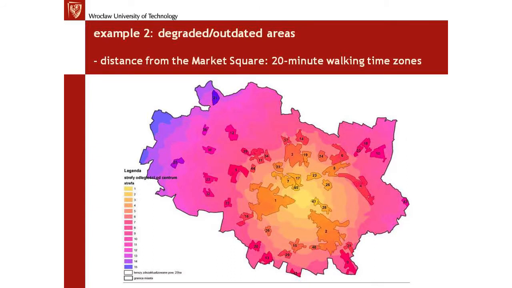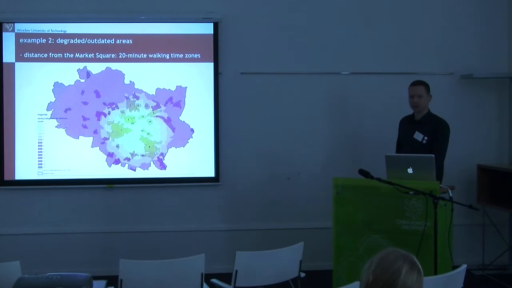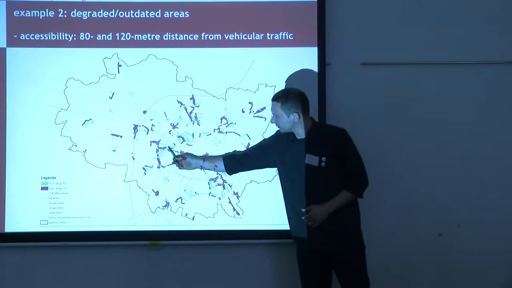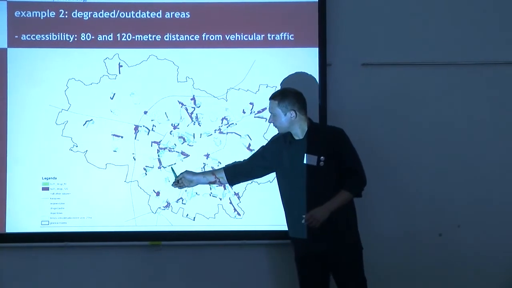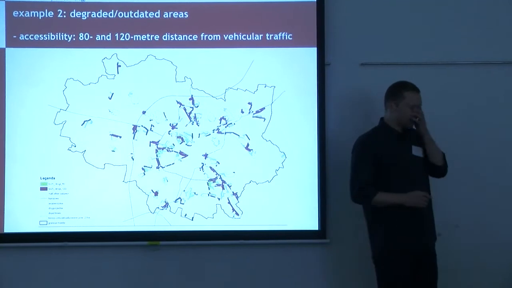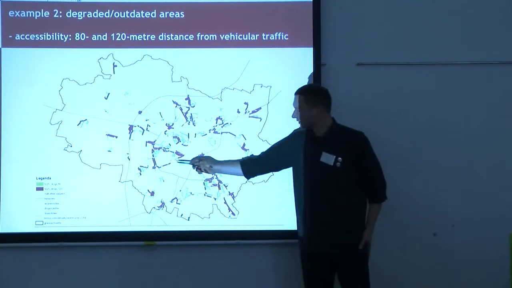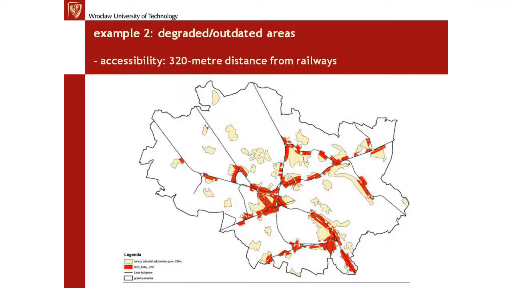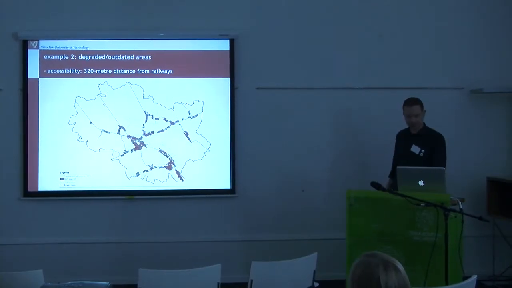These are 20-minute walking zones from the market square. So here we've got distance from the heart of the city, which, as I said earlier, is quite monocentric. These are 80 and 100 meter buffers from vehicular traffic, so roads simply. As you can see, just for example, this area is a mixture actually, but this is a huge area of allotment gardens. So you can imagine that this is a hugely autonomous enclave inside the city. These are 320-meter distances from railways, although not from railway stations, only from the tracks, the railway line.